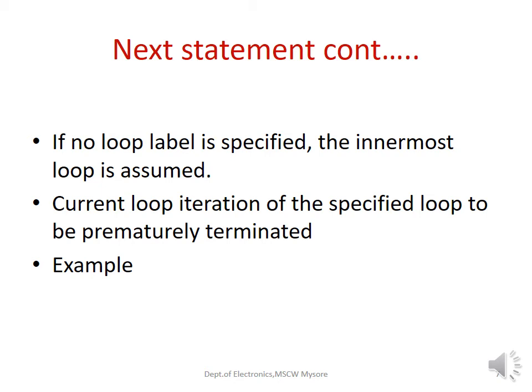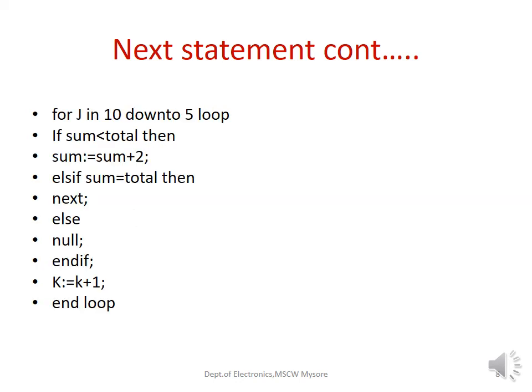Another thing you have to understand is that if no loop label is specified, the innermost loop is assumed. This is also the same as the exit statement. And here, the current loop iteration of the specified loop is permanently terminated. In the next statement, what happened? It is permanently terminated. I am not going to continue the same. I start from the beginning. Here is an example.